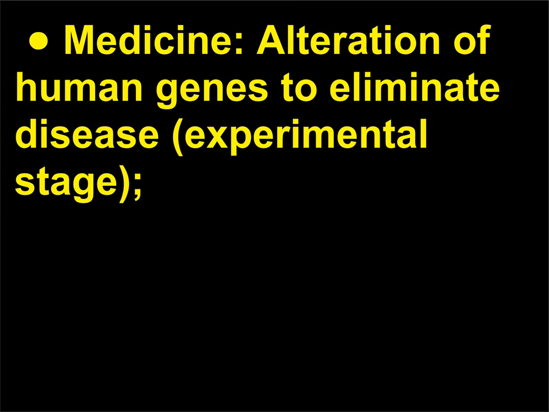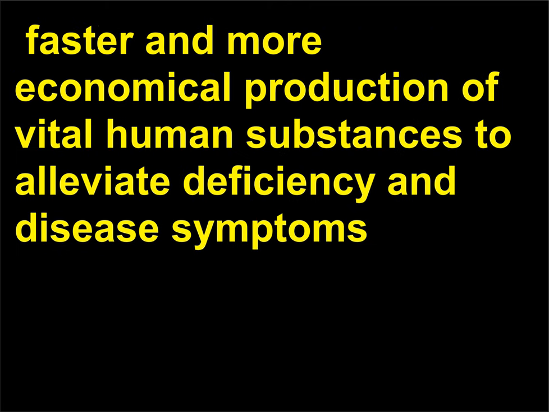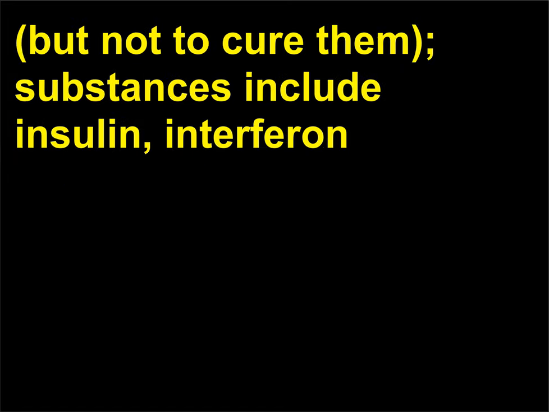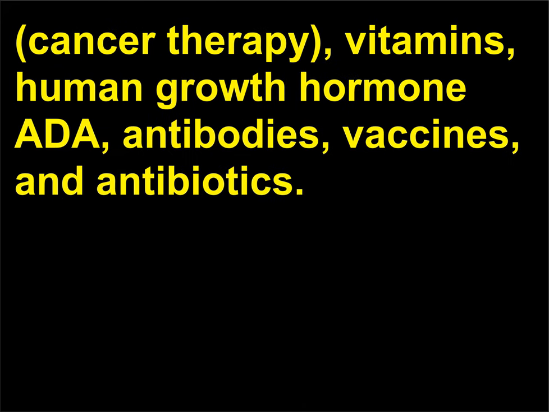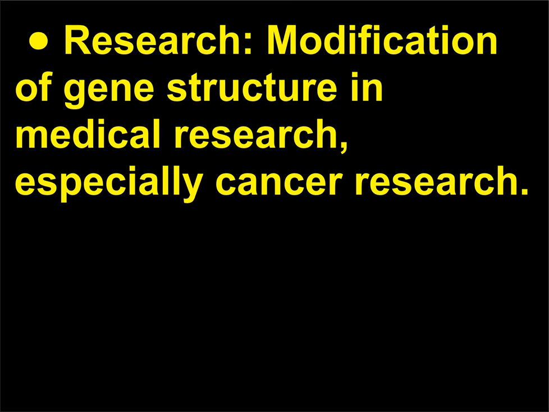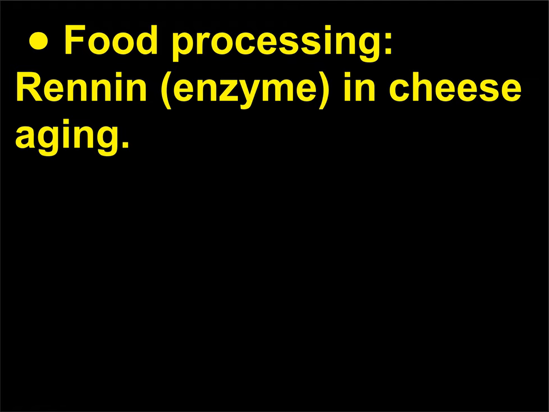Medicine: alteration of human genes to eliminate disease, experimental stage. Faster and more economical production of vital human substances to alleviate deficiency and disease symptoms, but not to cure them. Substances include insulin, interferon, cancer therapy, vitamins, human growth hormone, ADA, antibodies, vaccines, and antibiotics. Research: modification of gene structure in medical research, especially cancer research. Food processing: renin, an enzyme, in cheese aging.